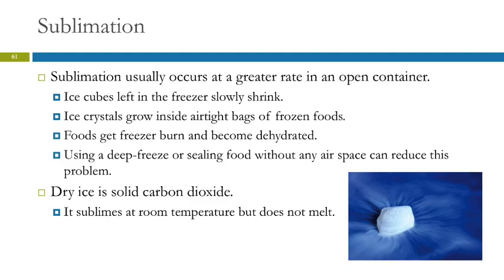There's two things you can do to counteract that. You can use a deep freeze. The colder the freezer, the less sublimation occurs, or you can seal the food without any airspace. So you can use a vacuum sealer or wrap the meat tightly in foil, which will conform to the contours of the meat, and then put it in a Ziploc bag and get as much air out as possible. That'll help protect your food.